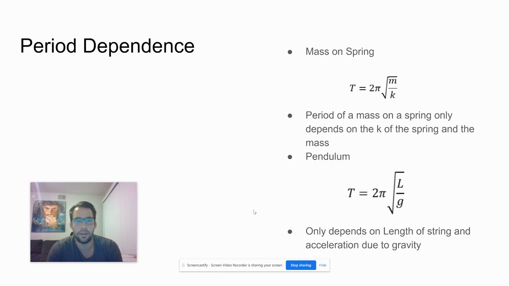That's interesting because it means that whether you put 100 kilograms onto a pendulum, or if you have a pendulum that's 1 kilogram, if they have the same length string or length of the rod going to the top, they're going to have the same period. They're going to be swinging at the same speed.